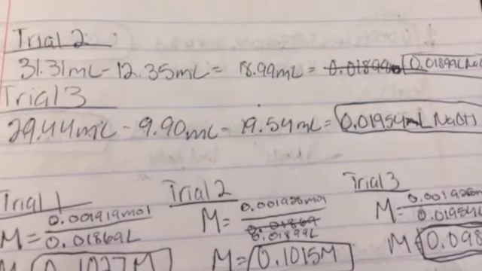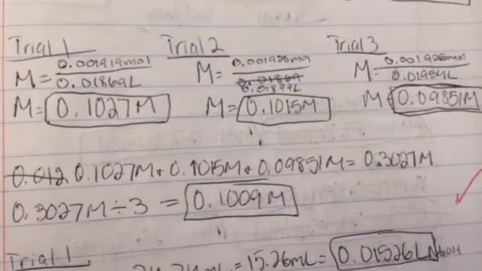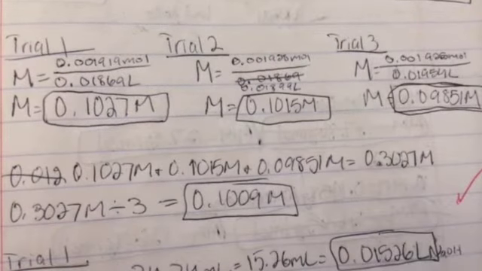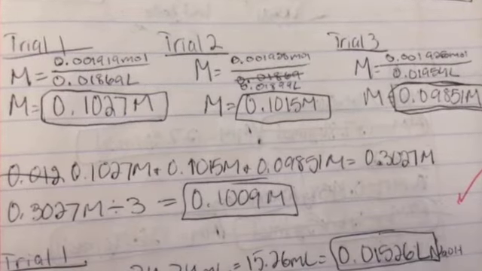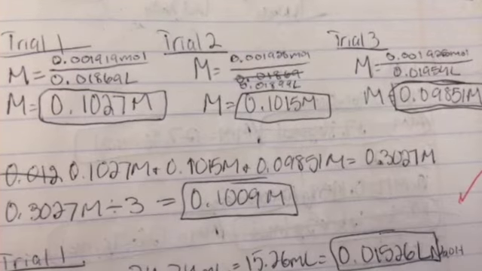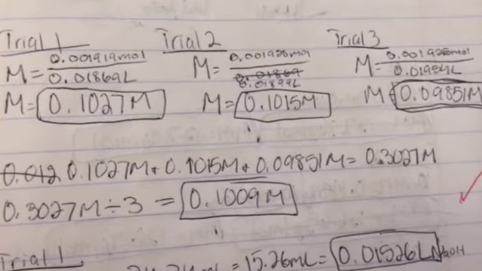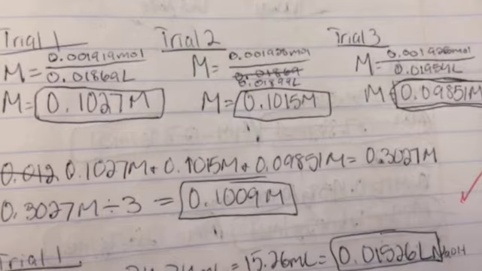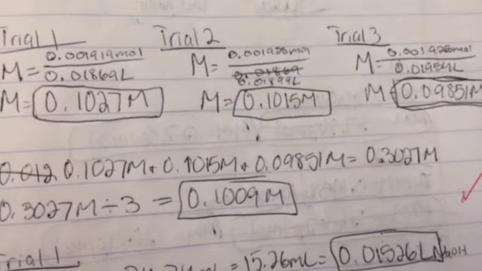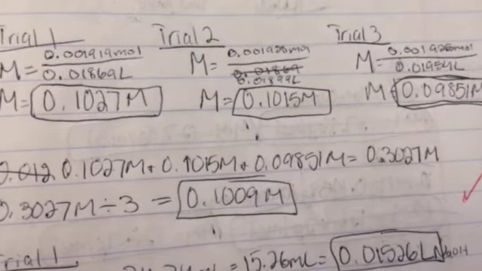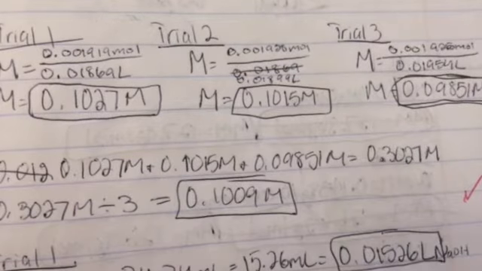Calculate the average concentration of NaOH. Add all of the calculated molarities from Part 3 together and divide by 3. Then calculate the total volume of NaOH added to the unknown acid. Subtract the final volume of NaOH from the initial volume of NaOH and convert to liters. Repeat for each trial.